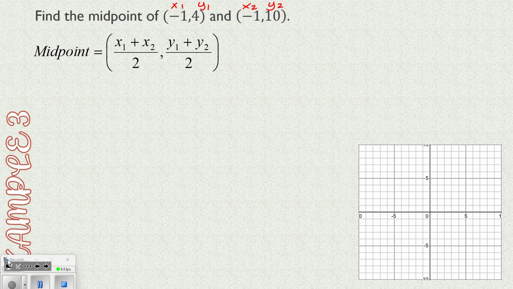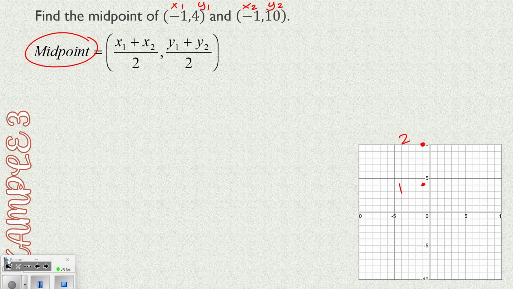So if I plot point 1 and point 2, negative 1 comma 4, there's 1. Point 2 is up here. This formula is going to find the midpoint. So instead of finding the distance between the two, it's like, oh, well, I want a point that's exactly in the middle. You might be able to kind of eyeball it in this instance, but let's use the formula.